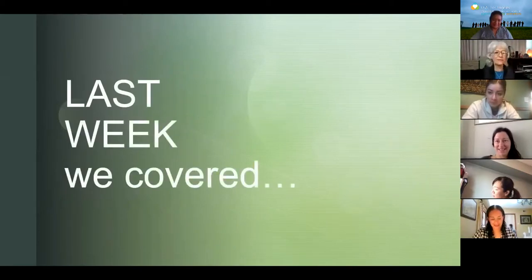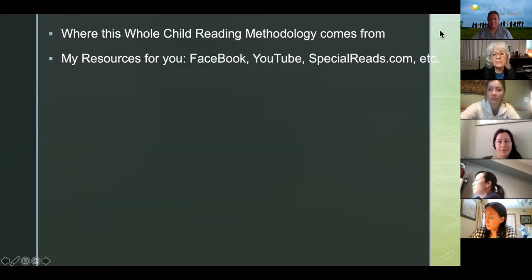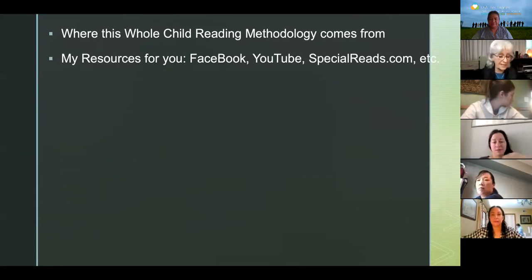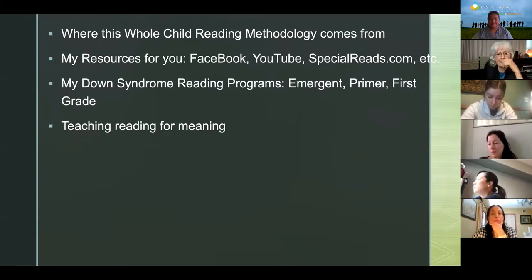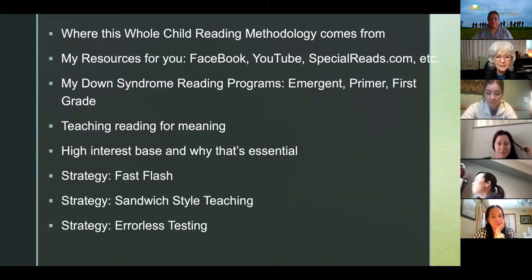Okay, just a brief recap. Everybody here was also here last week, so this is what we covered, just as a refresher. I talked about where all this methodology comes from. I gave you my resources, my reading program, my Facebook connection, my YouTube connection. My Down syndrome reading programs, teaching reading for meaning. That is the whole point. That's what we're doing. High interest base and why that's essential. We talked about that. Strategies, very simple, just three: fast flash, sandwich style teaching, errorless testing.